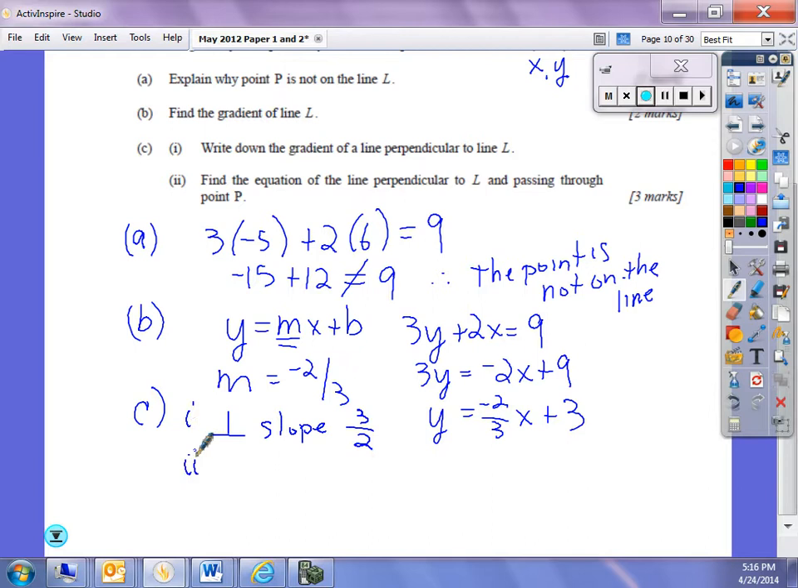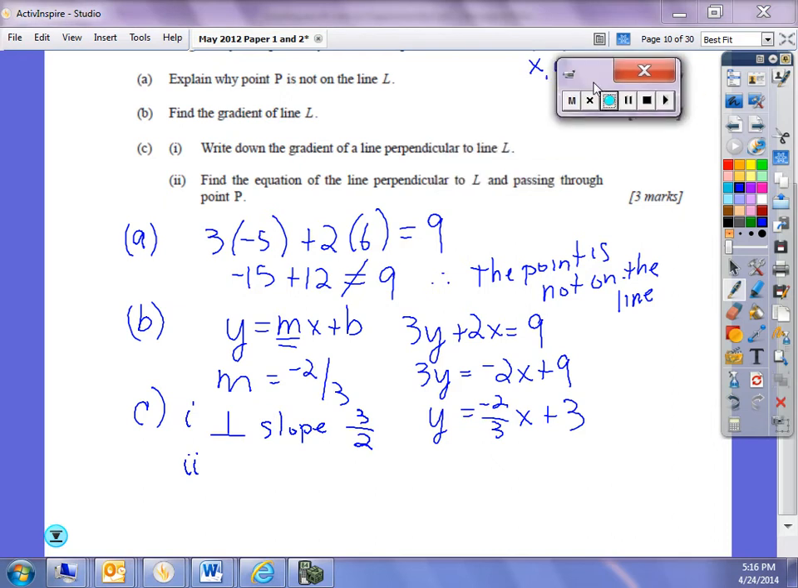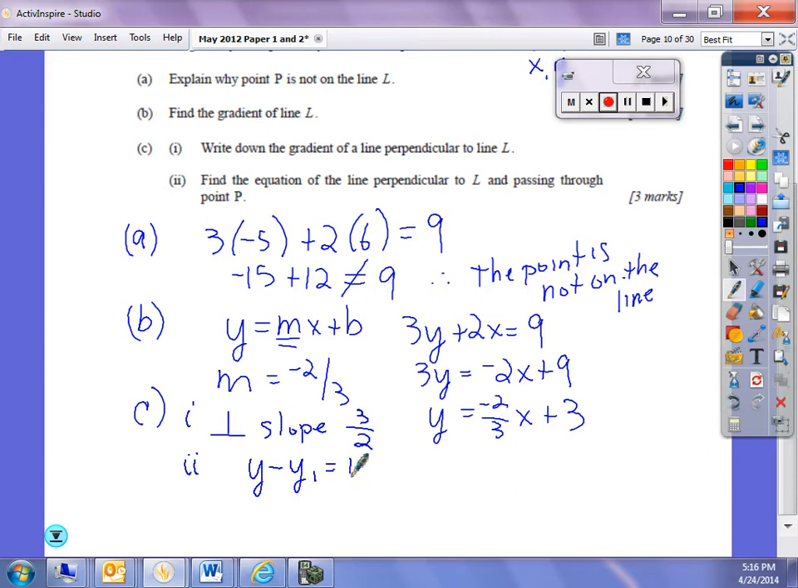And in part C, find the equation of the line that's perpendicular to L and passes through the point P. Now, there are a couple ways that you could approach this problem. You know that the slope of the perpendicular line is equal to 3/2, and you've got the point, 6, -5. So I would just use the form of the equation y minus y1 is equal to the slope times x minus x1.